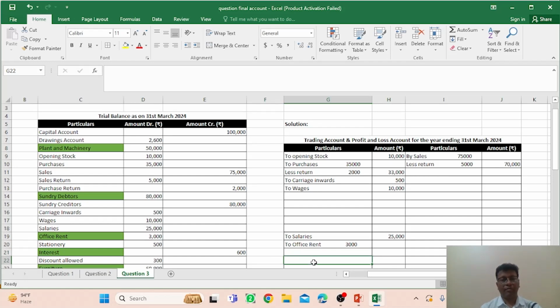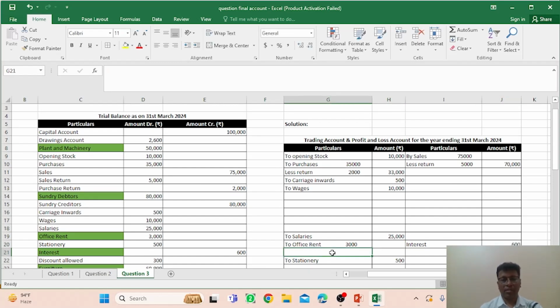Stationery, so leaving one single line, we have to write other expenses, rupees 500. And interest, next item is interest, that is the credit, that is the income. So it is to be shown in the credit side of P&L account. This is the received interest. Okay, that is rupees 600.